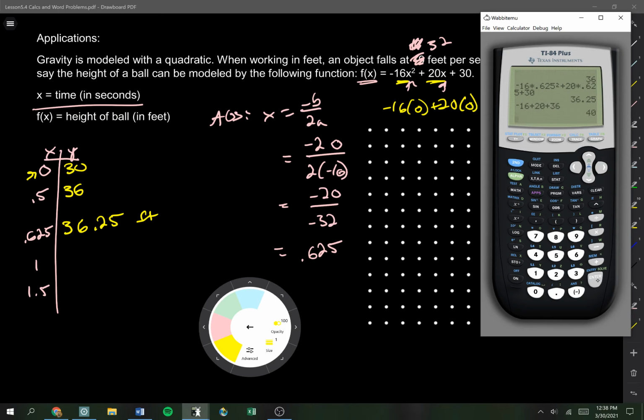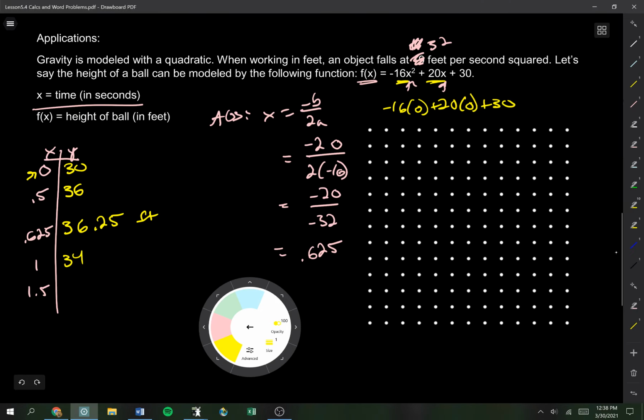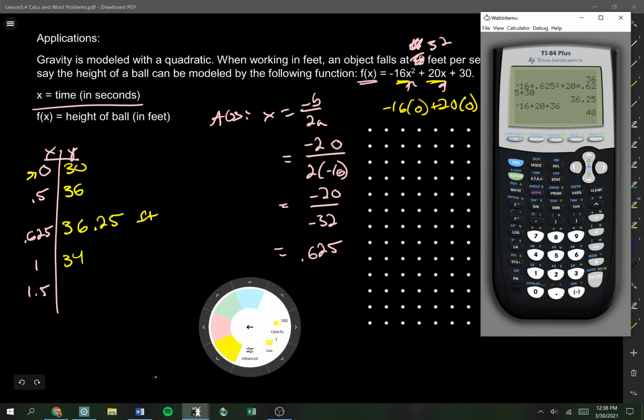Which is 40. That doesn't make any sense. And that's not 36, it's just 30, so it's 34. Let's plug in 1.5. So I'm going to do negative 16 times 1.5 squared plus 20 times 1.5 plus 30.